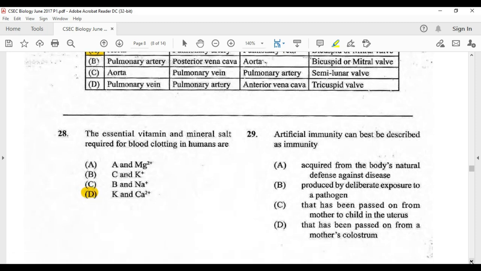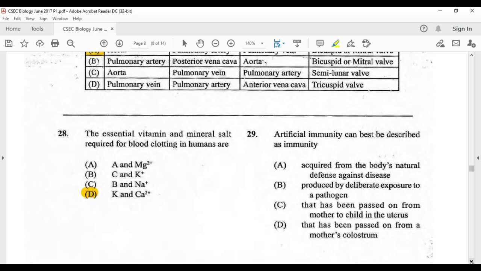C-A, calcium. Artificial immunity can best be described as immunity acquired from the body's natural defense against disease, innate, produced by deliberate exposure. Exposure, yes, as if you got a vaccine. So that one there pretty much stands out for me. That has been passed on from, no, that is a passive thing from mom. And then D, that has been passed on from mother in the classroom.